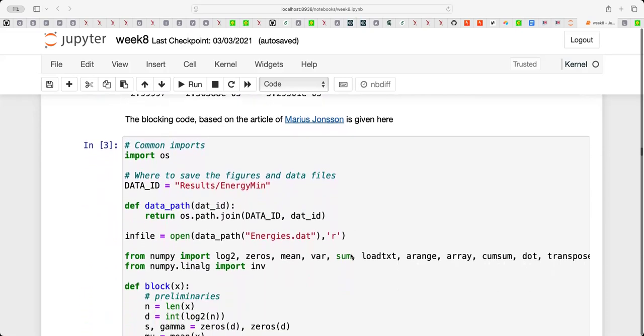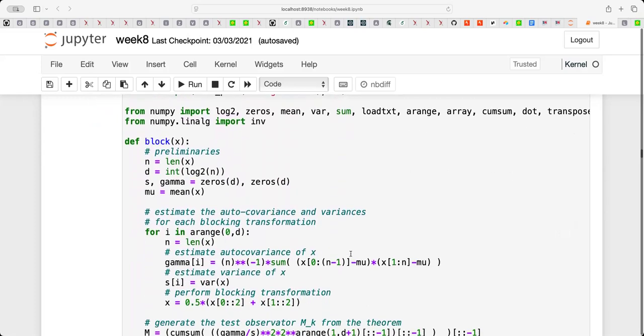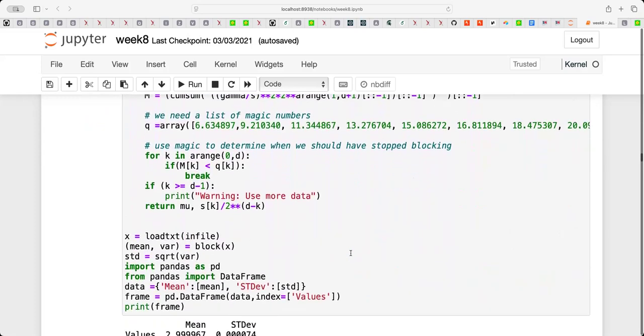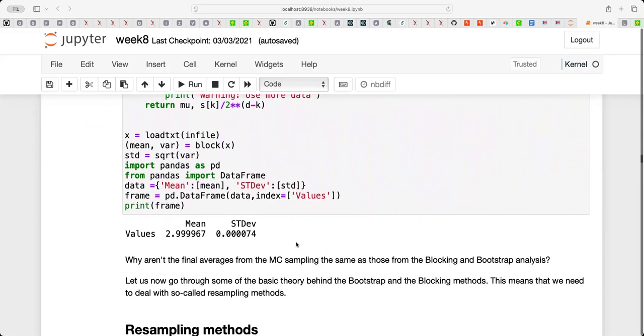Then I have the blocking code, which you should feel free to use, and which is provided in Mario's article. And in this case, it gives a slightly different standard deviation. And I will try to explain why these methods give us slightly different standard deviations. But what you see is that the mean value is the same, but the standard deviation can vary a little bit depending on which resampling technique you use. So I will try to explain why you can get different results. So we will say something about this next week as well.